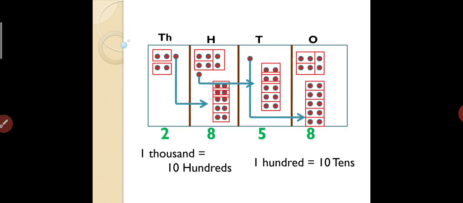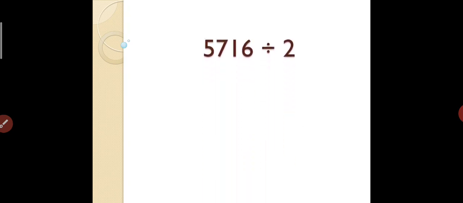So how to write the answer? Count the number of boxes in each place and write. Only that much. So your question was 5716 divided by 2. You got the answer 2858. That is division by drawing dots.